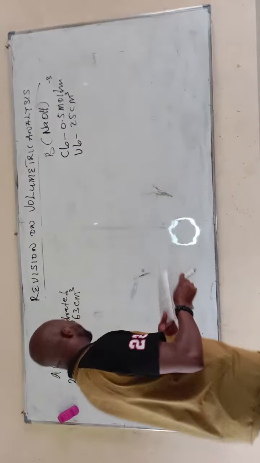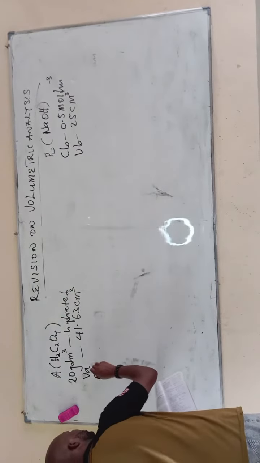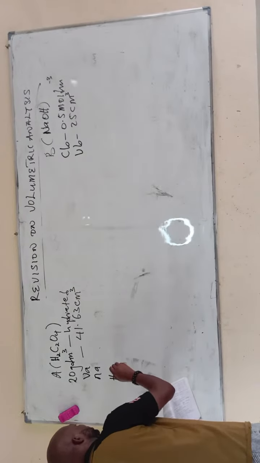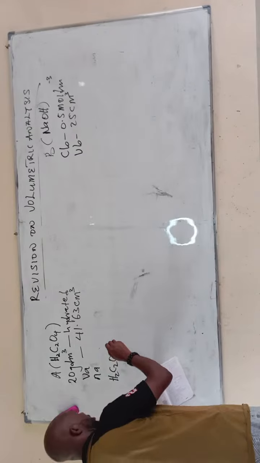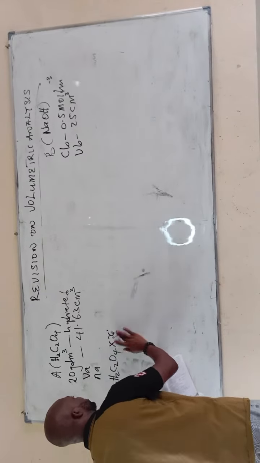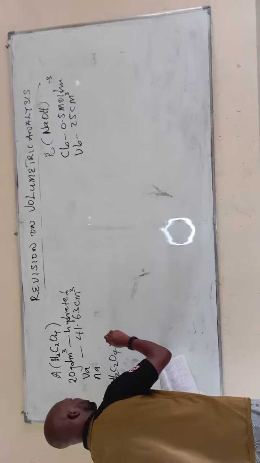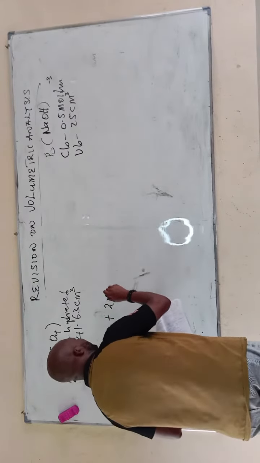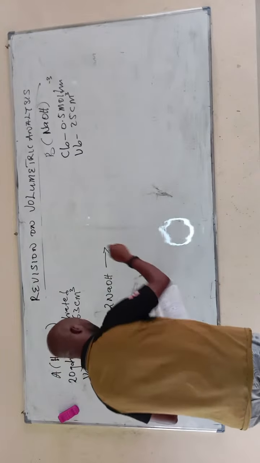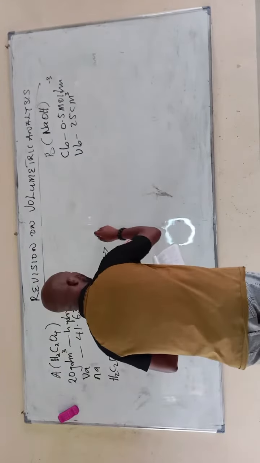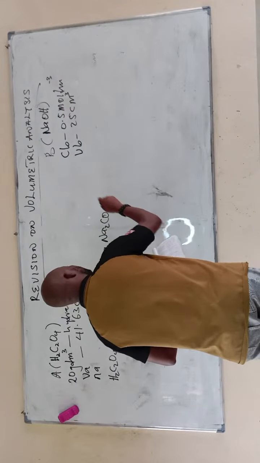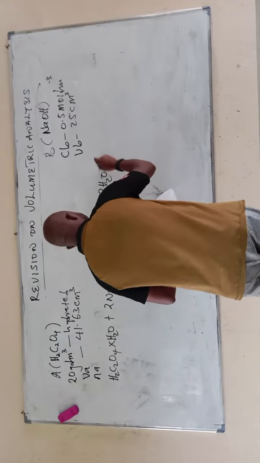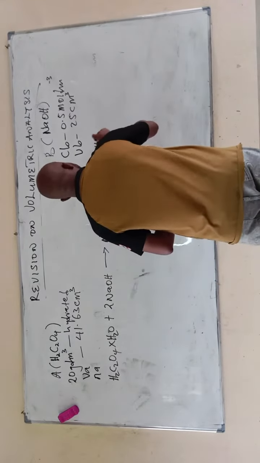Now, the equation of reaction is given to be H2C2O4 . xH2O plus 2 moles of sodium hydroxide. This will give us our sodium ethanedioate plus our water plus our xH2O.